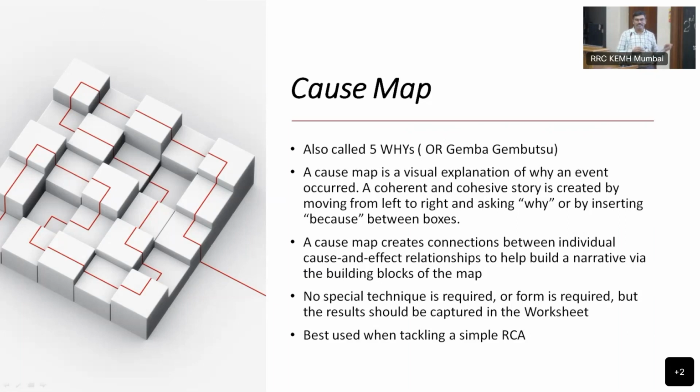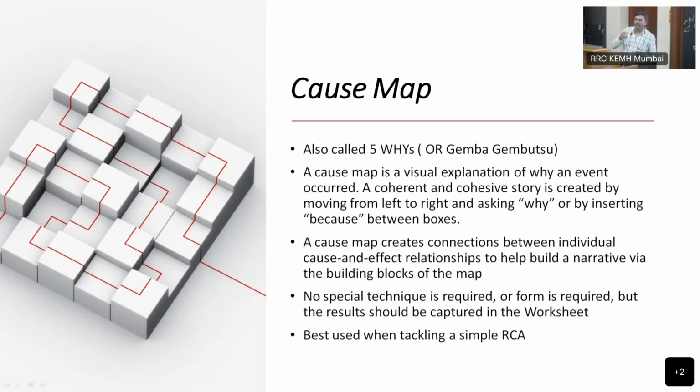Say for example, I gave an example just now, that beta SC. So you can ask why every time. No special technique is required, promising. But you need to know the process completely. The limitation is that you should know the process and the system. If you are not aware of the system, then employ other methods. It is best used when tackling a simple RCA. This is a very simple way to come to a conclusion actually.